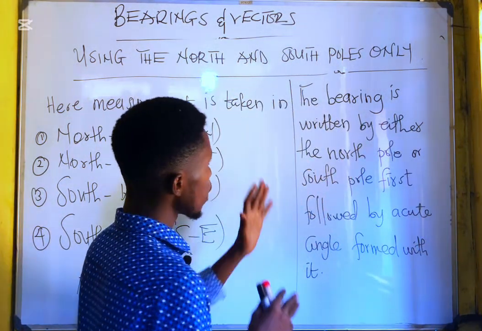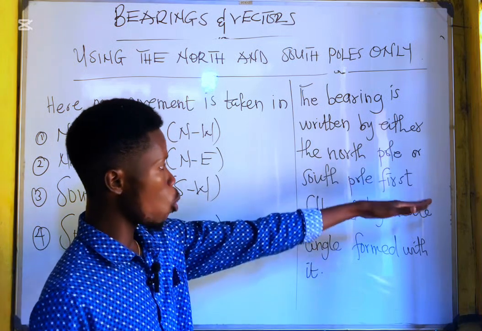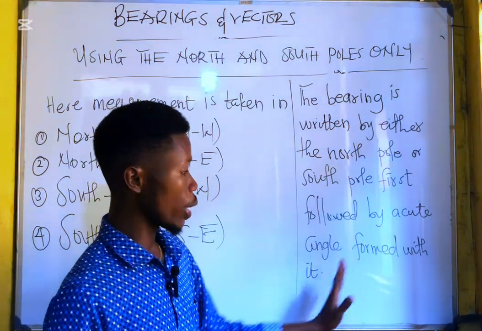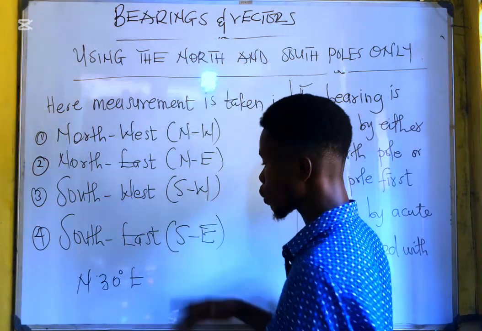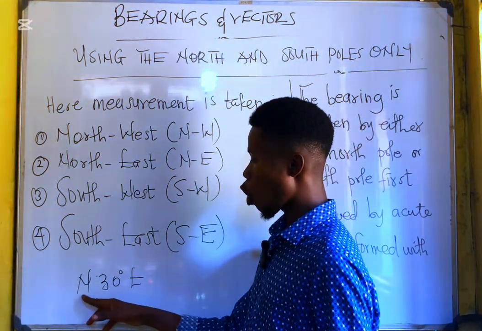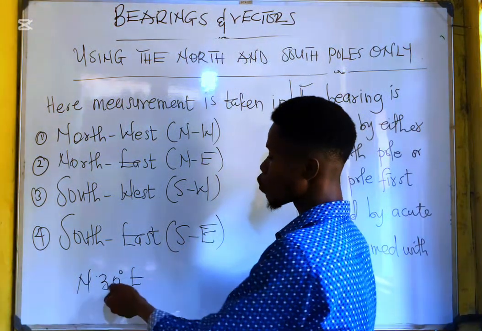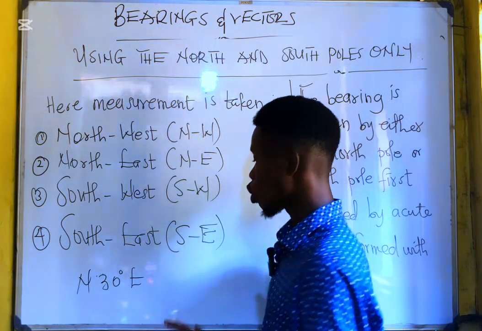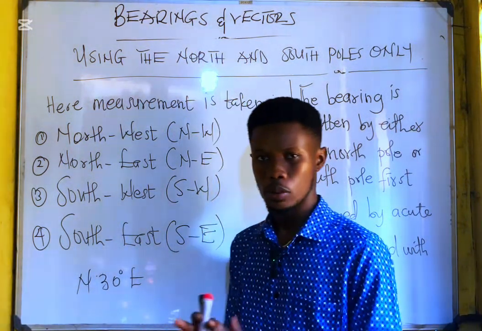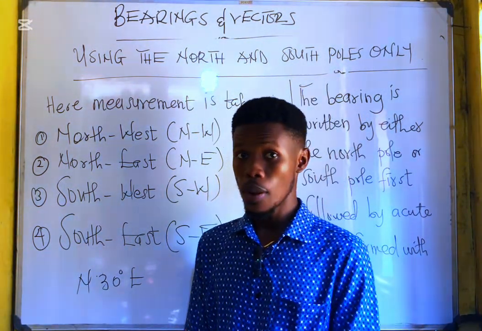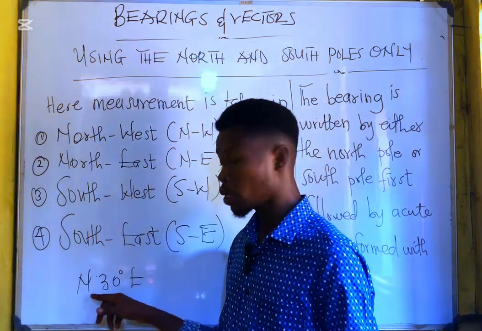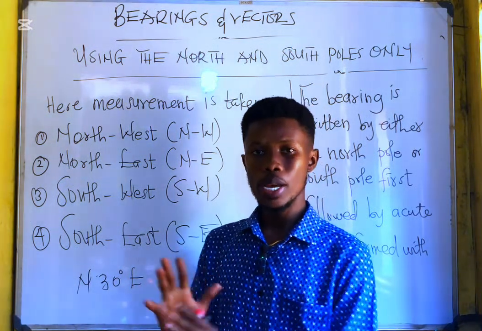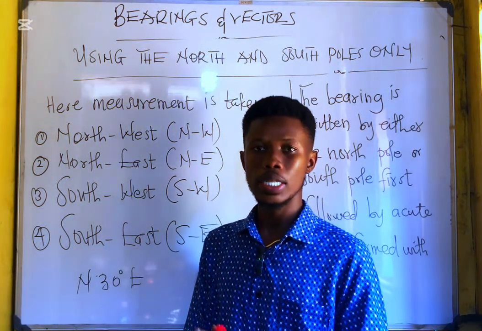Also, the bearing is written by either the North Pole or South Pole first, followed by the acute angle formed with it. So it's always written with the North Pole or the South Pole first, then followed by the acute angle formed with it, before the east or the west. Also, we mentioned acute angle. When we say acute angle, it's an angle that is less than 90 degrees. All the angles formed with either the north or the south pole should be acute, an angle less than 90 degrees.